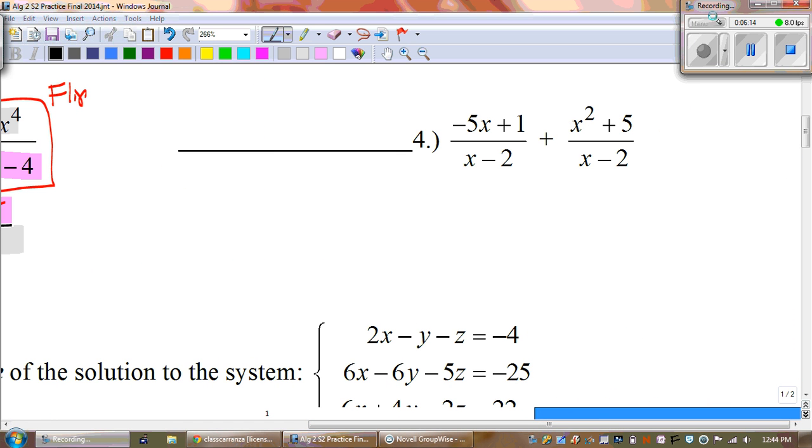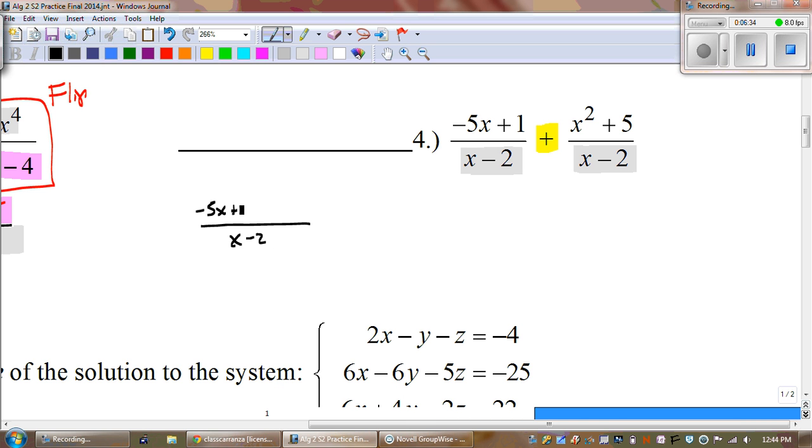Okay, so for number 4, let's look to see what operation it says, adding. And now the next thing we have to look at is, are the denominators the same? And they are. So we can combine everything all at once. So negative 5x plus 1 plus x squared plus 5.